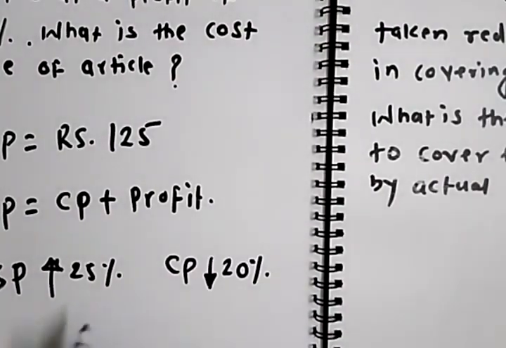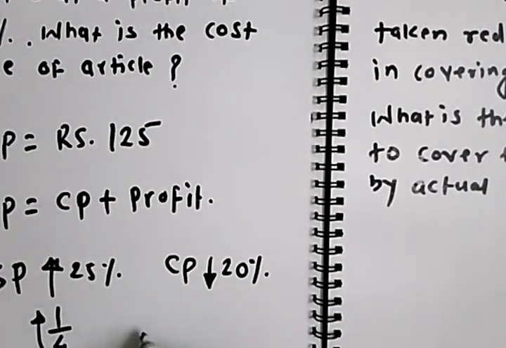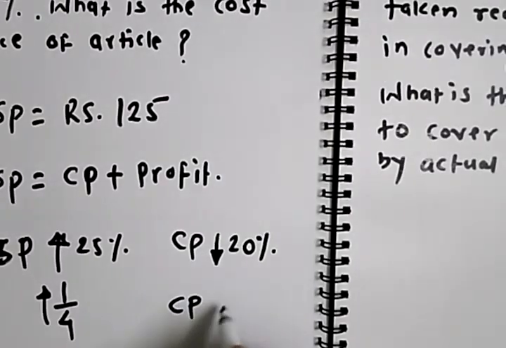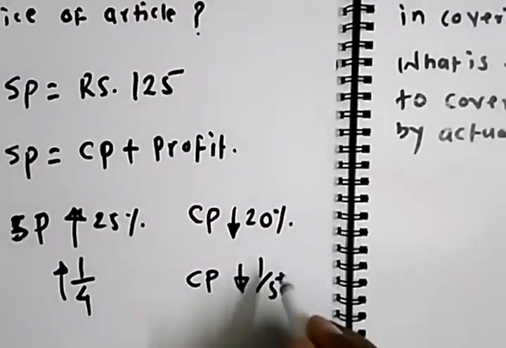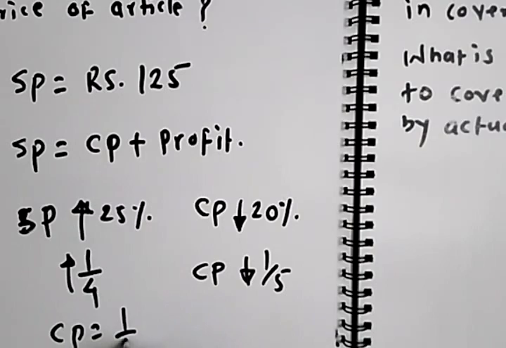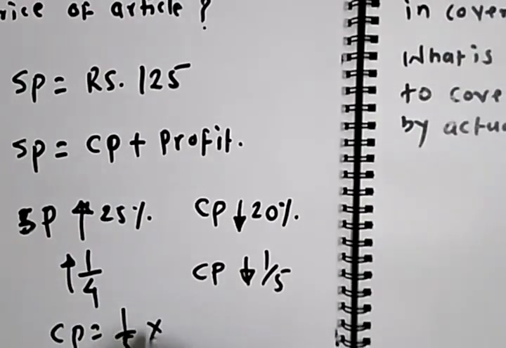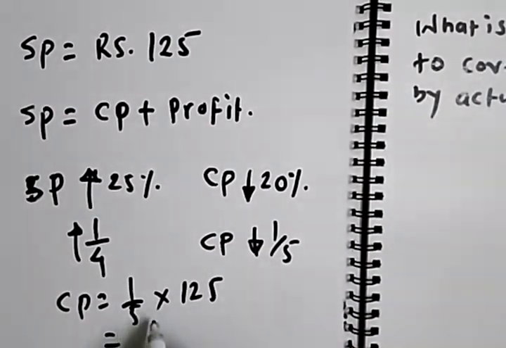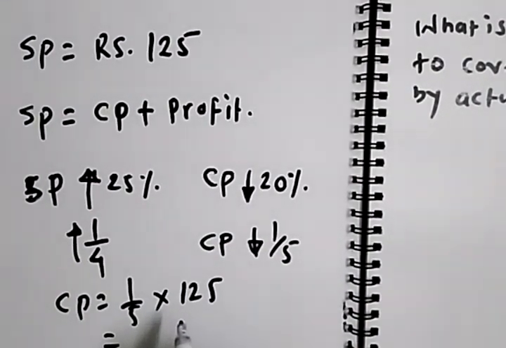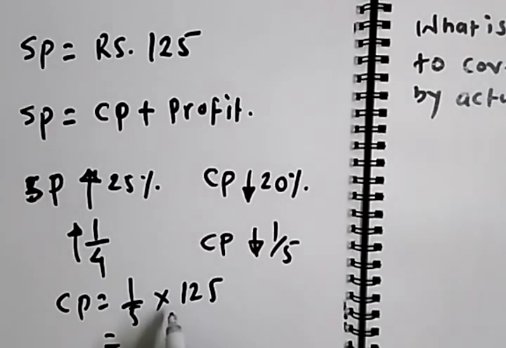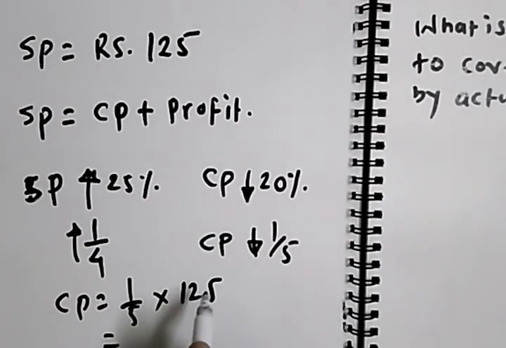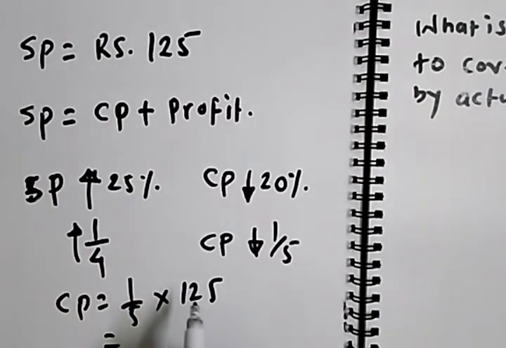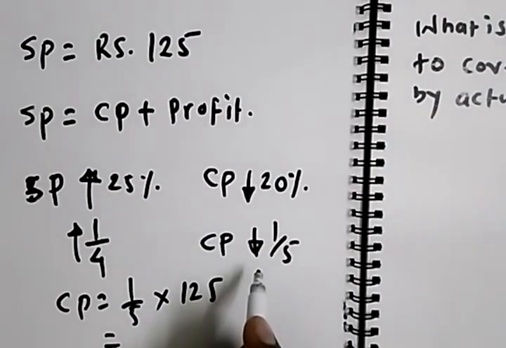By using product stability, SP is increasing by 1 by 4, so CP will decrease by 1 by 5. So CP will be equal to 1/5 of the SP, that is 125. CP will be 1/5 less than SP.